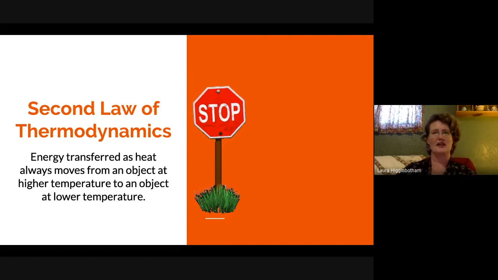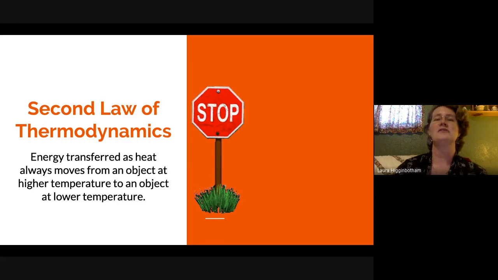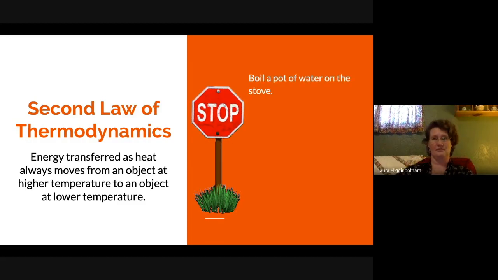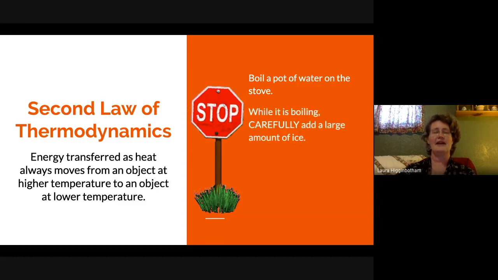Okay, I want you to stop right now. Need to go to the kitchen. And here's what I want you to do. Listen to all the instructions before you start. With your parents' permission, of course, because you're going to be using the stove, just put a little saucepan of water on the stove and let it come to a full rolling boil. Now, while it's boiling, you can turn the heat off, but do this fast because I want it to still be boiling when you do this part.